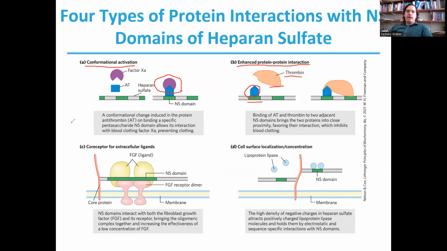In addition to enhancing protein-protein interactions, like we saw with thrombin and antithrombin, we can also see these glycosaminoglycans used as co-receptors for extracellular ligands. So here we have an interaction between a ligand and its receptor, and we see our heparan sulfate here in green used to, again, bridge between that ligand and receptor and help to increase the strength of that interaction.